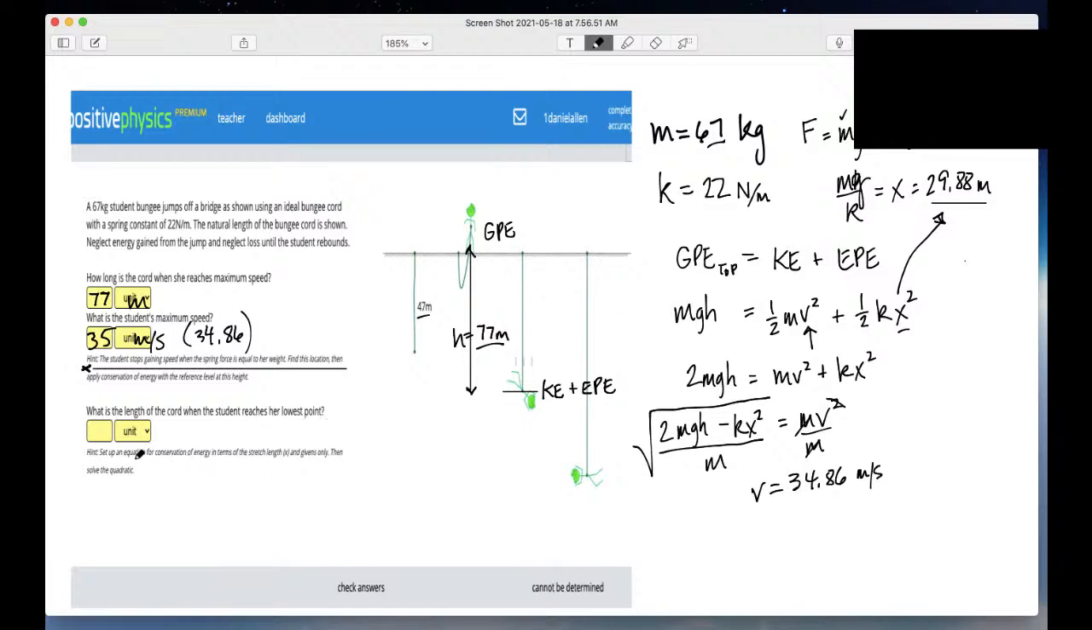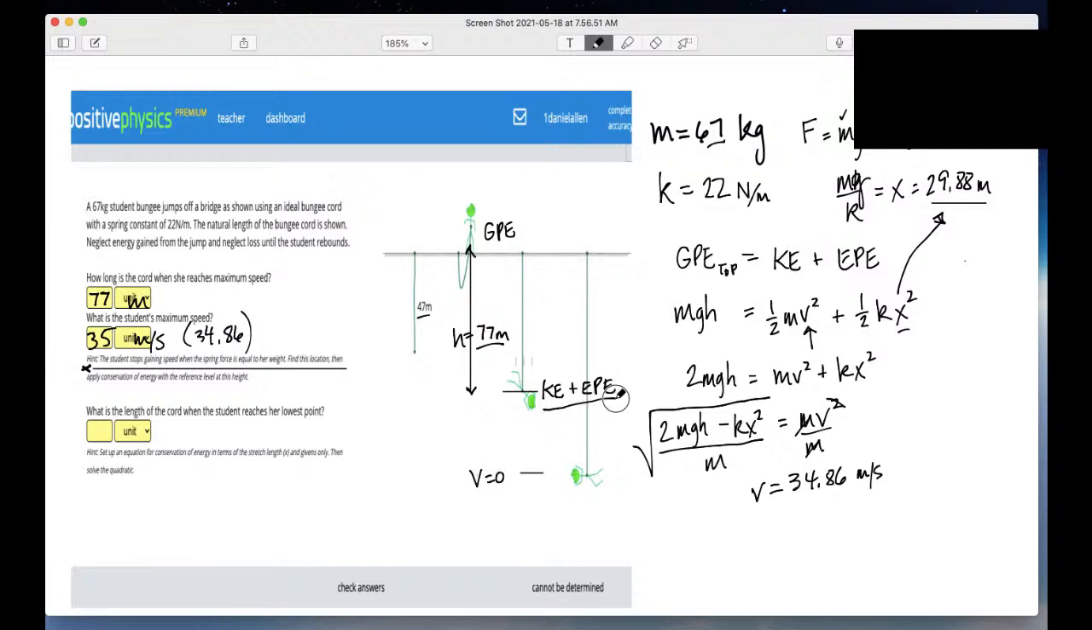All right, so what is the length of the cord when the student reaches their lowest point? Well, this hint says set up an equation for conservation of energy in terms of stretch and givens only, then solve the quadratic. So, if you think about this, they jump out, they get to this point, stop accelerating, right? So then they start slowing down. Then they come to an absolute stop. So that means V equals 0.